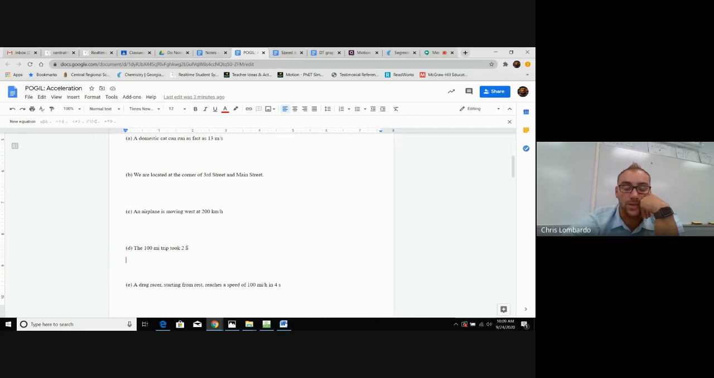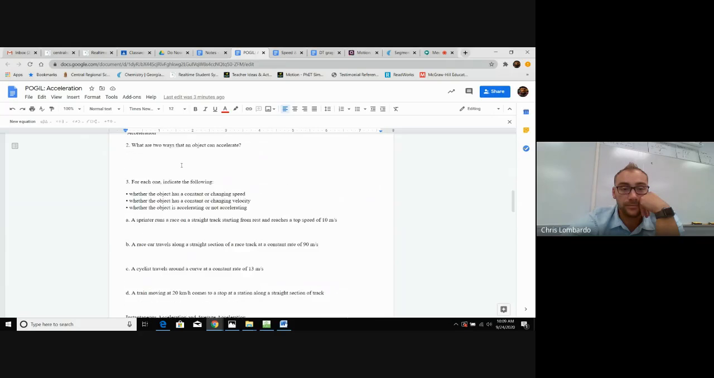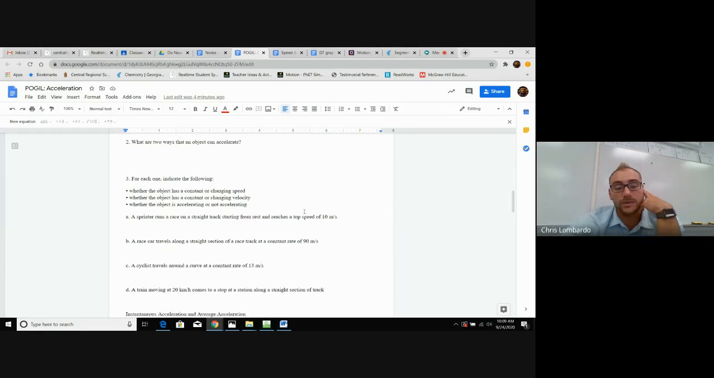A 100-mile trip taking 2 hours. Well, that's a speed, because speed is a distance divided by time, and there's no indication of a direction there. A drag racer, starting from rest, reaches a speed of 100 miles an hour in 4 seconds. Changing speed, so that would be an acceleration. You go through and figure the rest of those out. You'd be able to answer the two ways that an object can accelerate, and then indicate whether it's changing speed, has a constant velocity, accelerating or not accelerating for these.